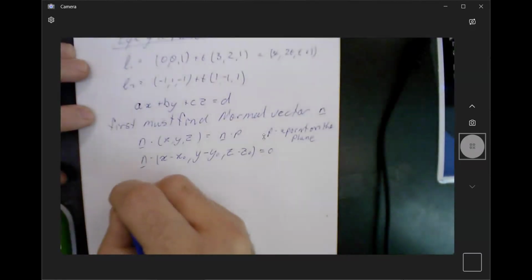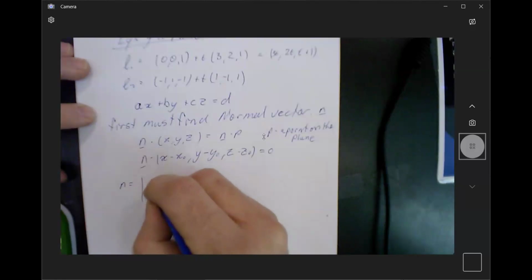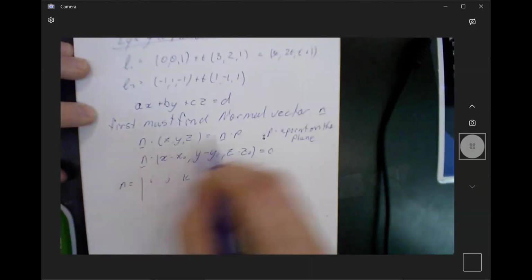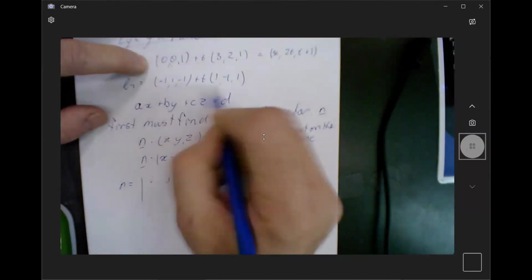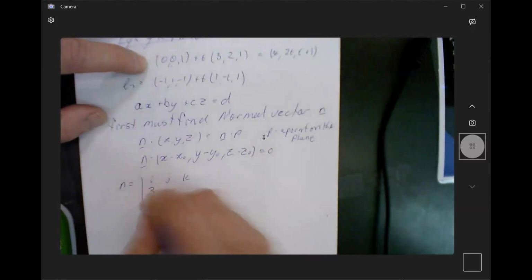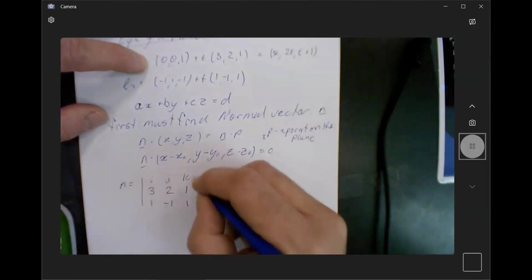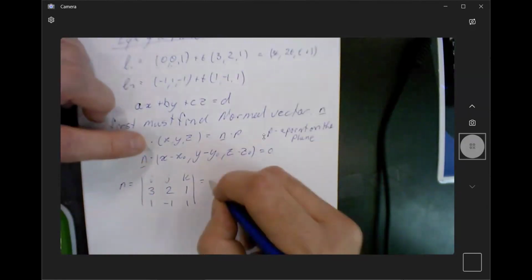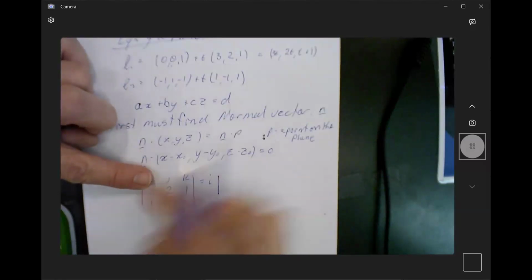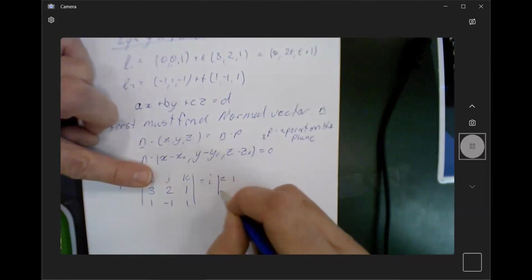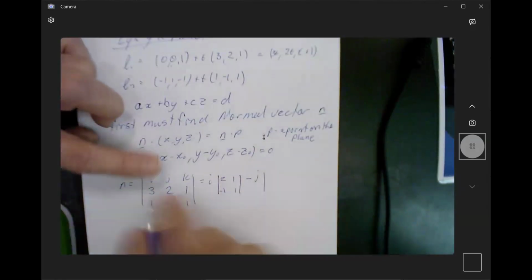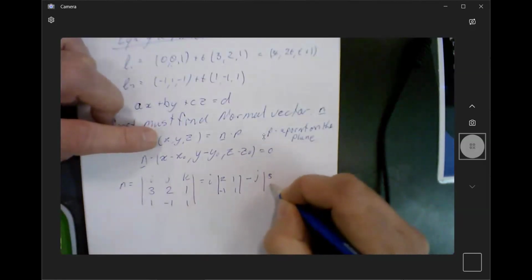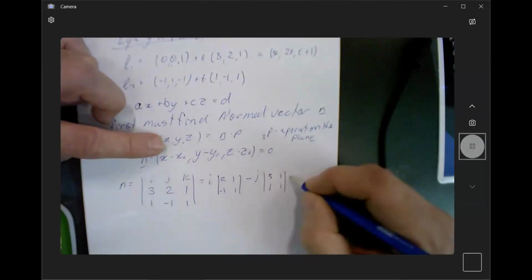Okay, so my n is going to be equal to, and so we're going to do i, j, k, first vector. We're interested in the direction, so this is point, this is direction. This is point, this is direction. So I'm going to go 3, 2, 1, 1, minus 1, 1. By expanding out the determinant, I'm going to go i by the subdeterminant, taking out the row and the column: 2, 1, minus 1, 1, minus j by, taking out the row and the column, 3, 1, 1, 1, plus k.